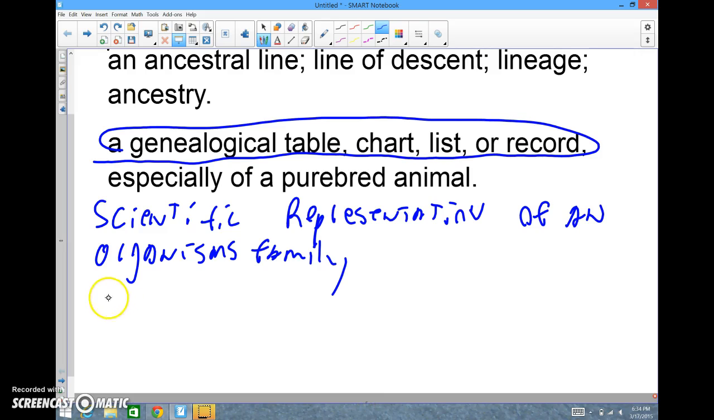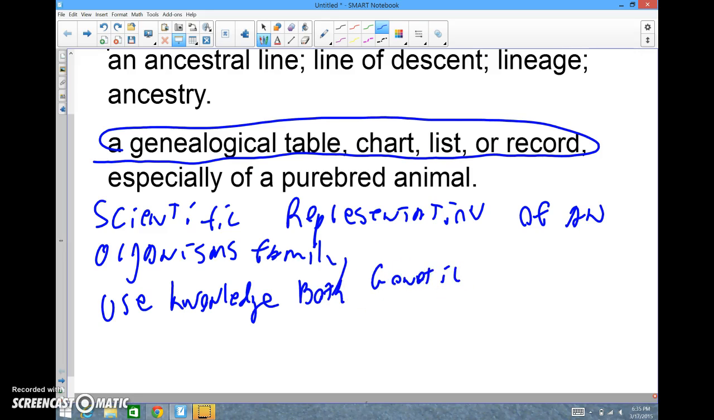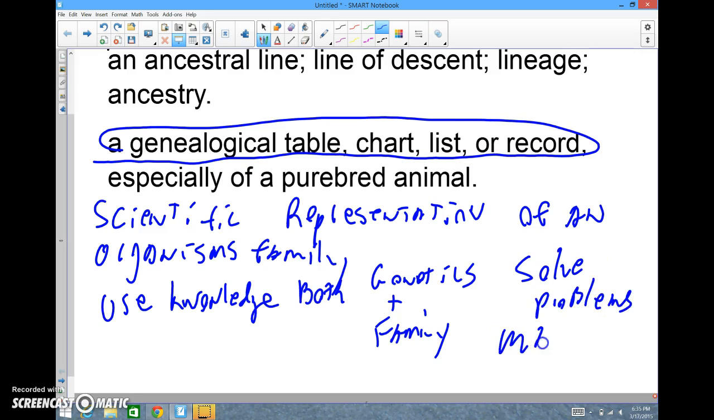And what we can do is use our knowledge of both genetics and the family to both solve problems and make predictions. And obviously, when we're working with science, one of the most important things that we can do is make predictions.